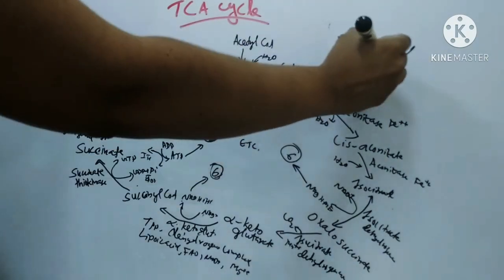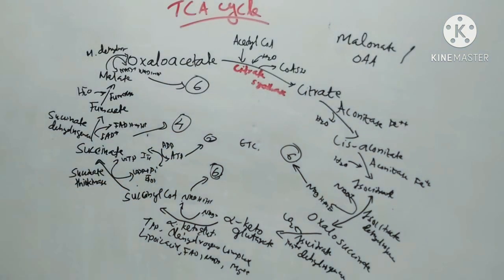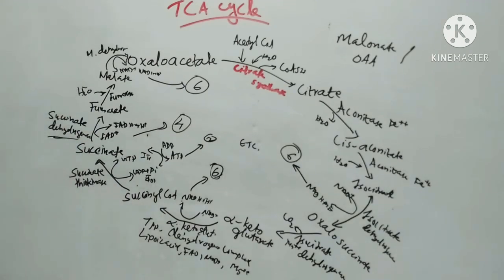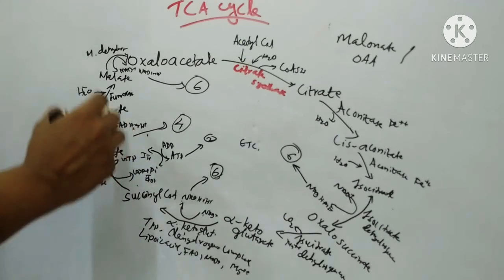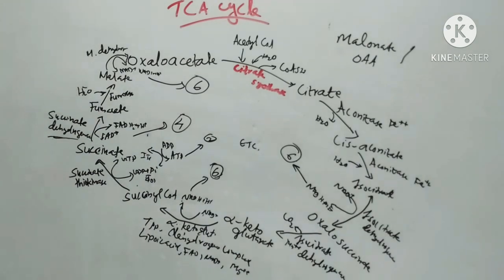The addition of malonate or oxaloacetate inhibits the enzyme succinate dehydrogenase. That is by competitive inhibition. It results in the accumulation of succinate. Then oxidation of FADH2 through the electron transport chain yields 2 ATP. So from 2 FADH2 it gives 4 ATP molecules.